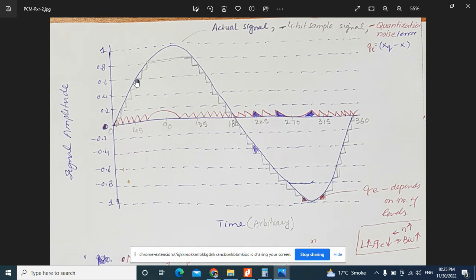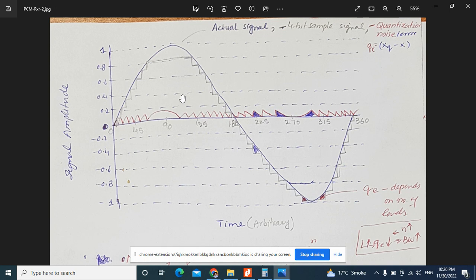And if the bits are 4, then L will be equal to 2 raised to power n, which is 4, so that is 16. So you can see that you have 16 levels: 1 2 3 4 5 6 7 8 9 10, and then 1 2 3 4 5 and then 5 here, 10. So the levels are 16 here.